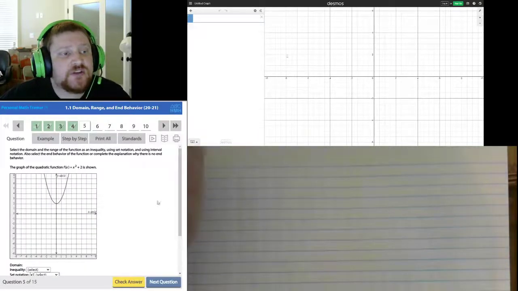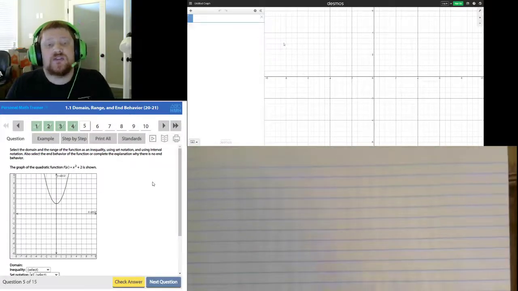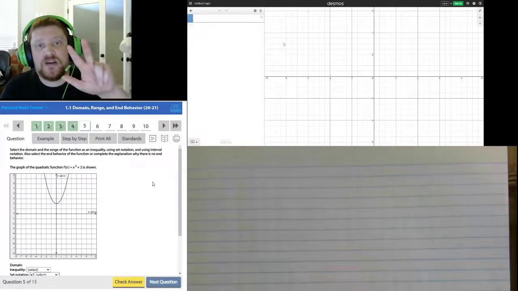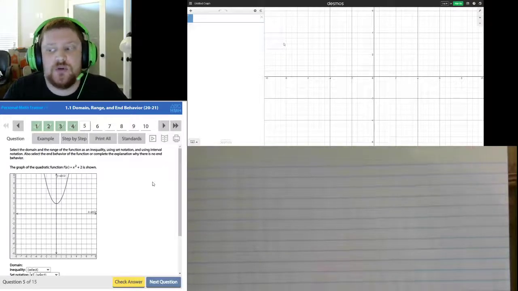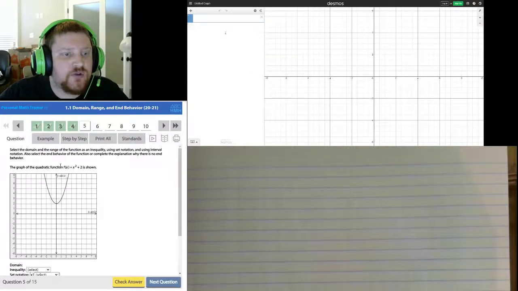So here they're giving us a graph and they want us to find the domain and range of the function. They want us to express it as an inequality, in set notation, and in interval notation. So basically we just need to find the domain and range, but we need to find it in all 3 different methods that we've learned how to do it. So in this case, we have the function x squared plus 2.